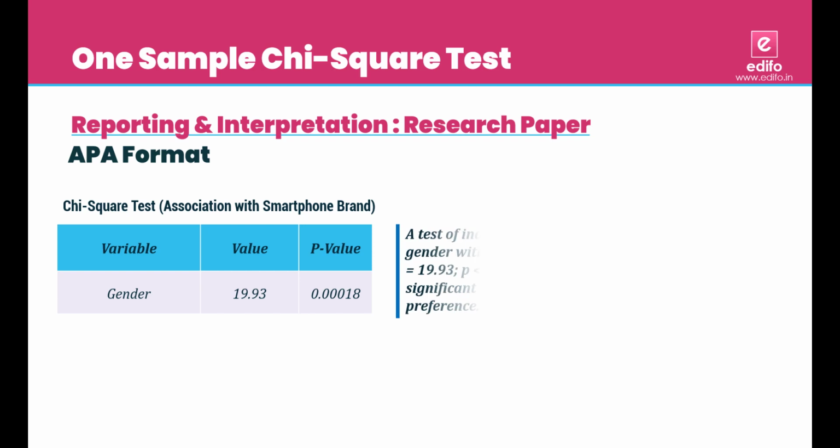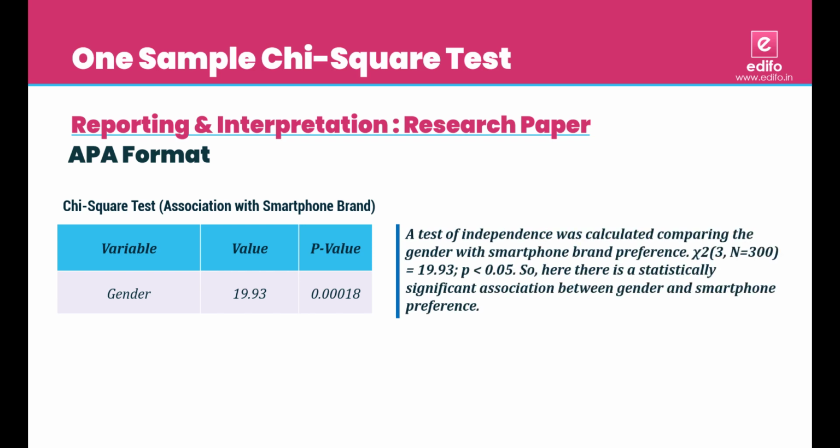Now, this is the interpretation in APA format. A test of independence was calculated comparing gender with smartphone brand preference. Chi-square within brackets 3, that is the degree of freedom, comma, n equal to 300, that is our sample size, close bracket, equal to 19.93, that is our test statistic, that is the chi-square value, semicolon, p less than 0.05. So here there is a statistically significant association between gender and smartphone preference. This way you can write the interpretation in your research paper.